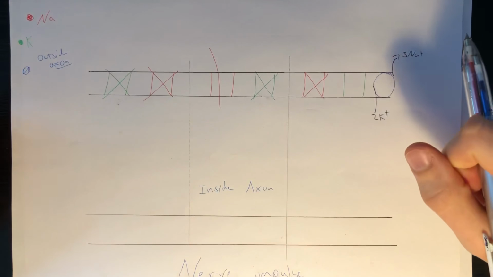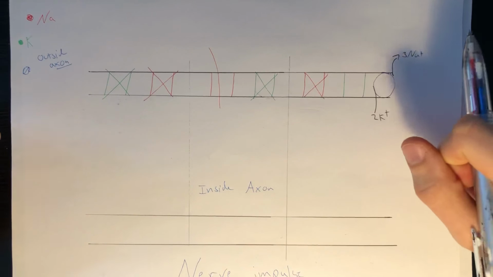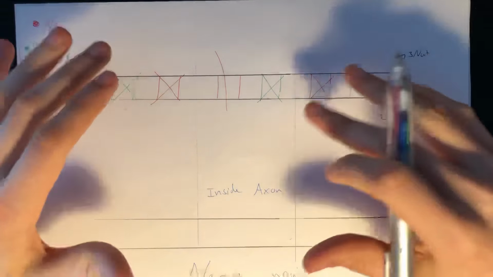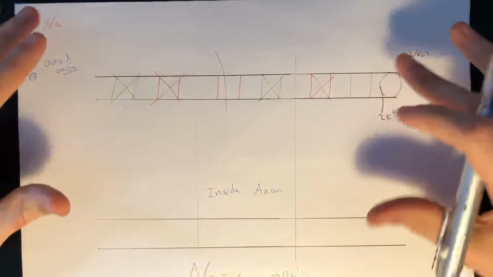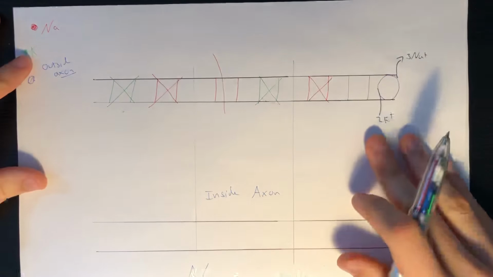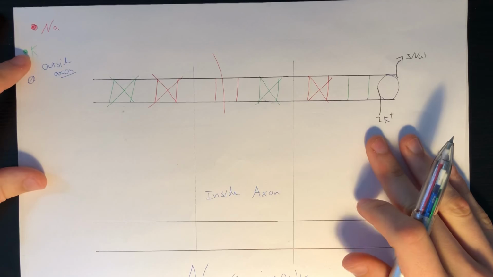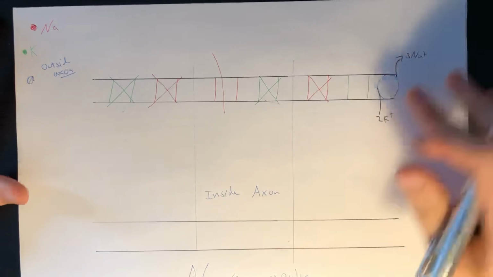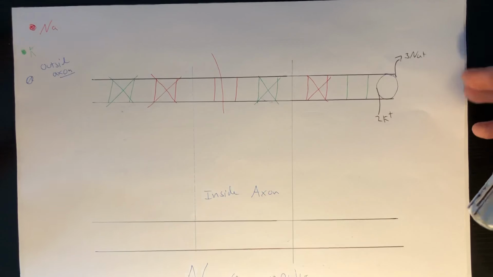Today we're going to be looking at some more A-level biology material, and in this video we're going to be looking at the nerve impulse down an axon. So what I have right here is a diagram of an axon with some voltage-gated channel proteins inside of it, and we're going to go along each step of a nerve impulse down the axon.